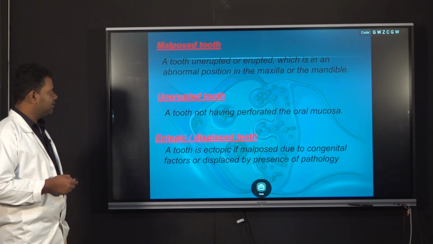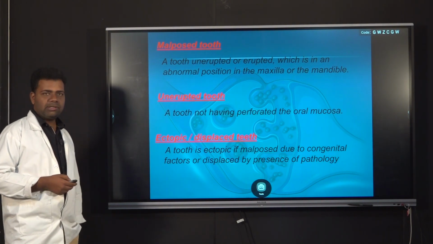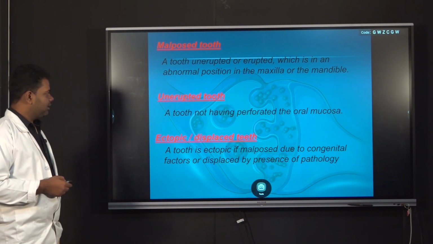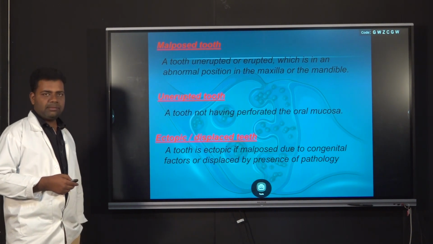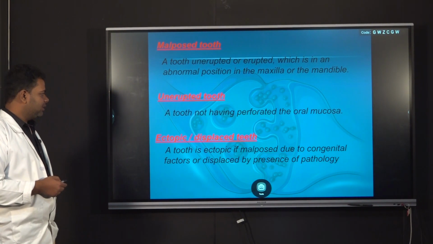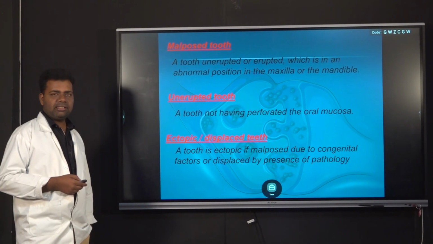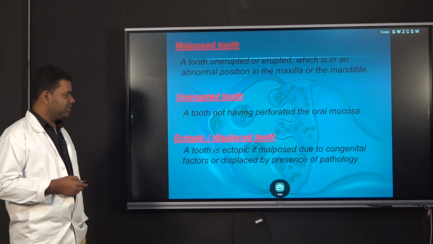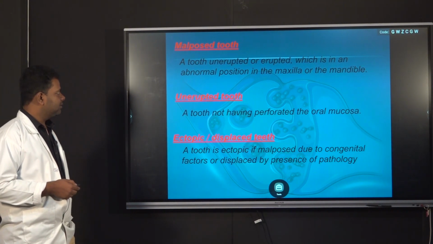Here, malpose teeth are erupted but in an abnormal position, and unerupted teeth are those that have not erupted into the oral cavity. And ectopic displaced teeth are teeth which erupt other than in their normal position, or they can also be known as aberrant teeth.